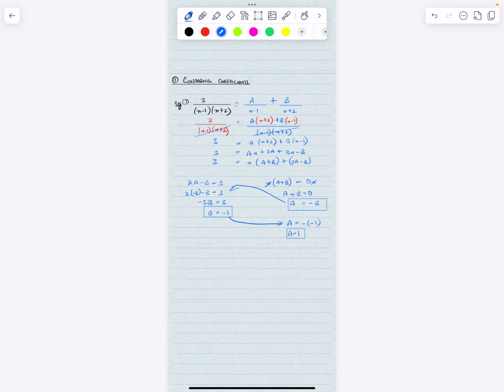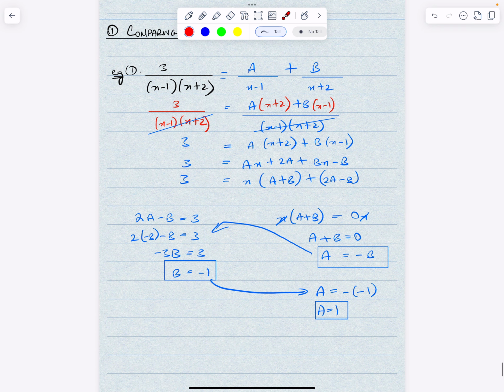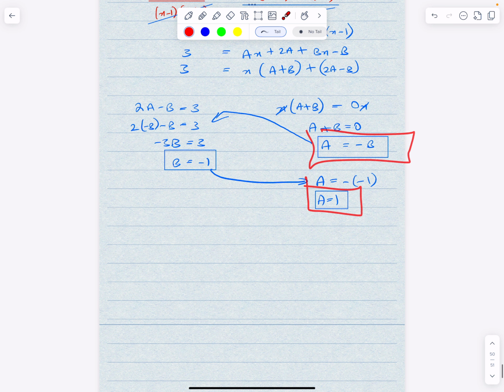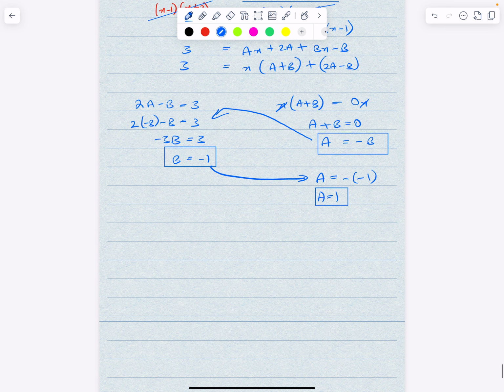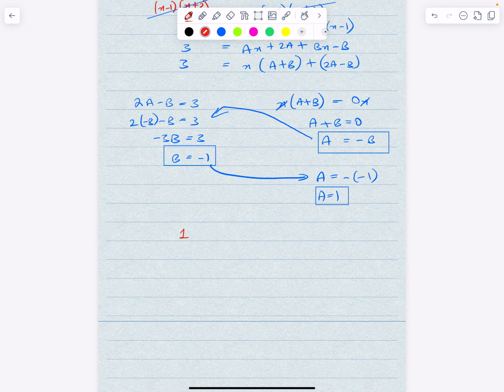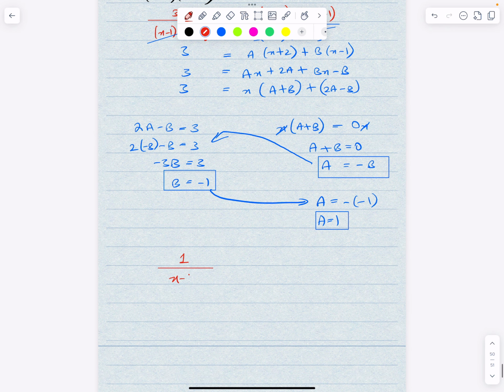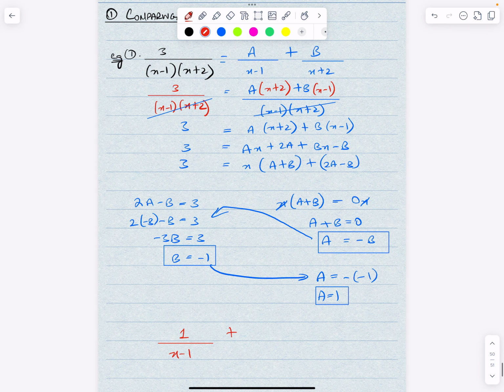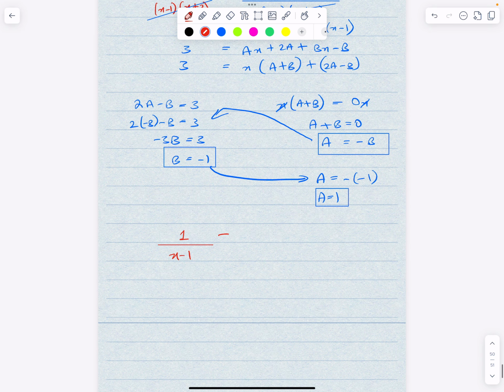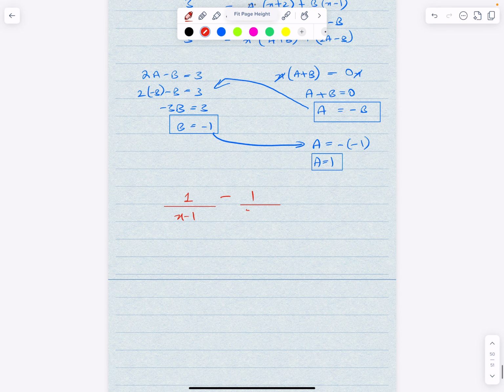And once you have both the values, realize that we cannot leave our answer in this form. We have to leave our answer as partial fractions. So I have 1 over x minus 1, plus B is minus 1, so I can write this as minus 1 over x plus 2. And this, my fellows, is my answer.